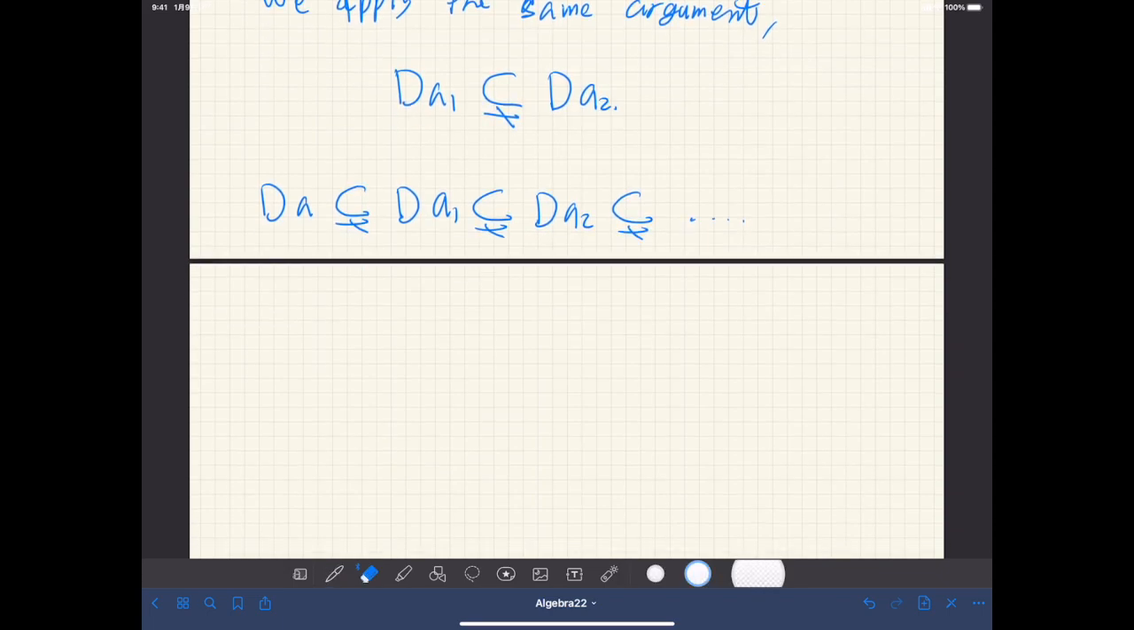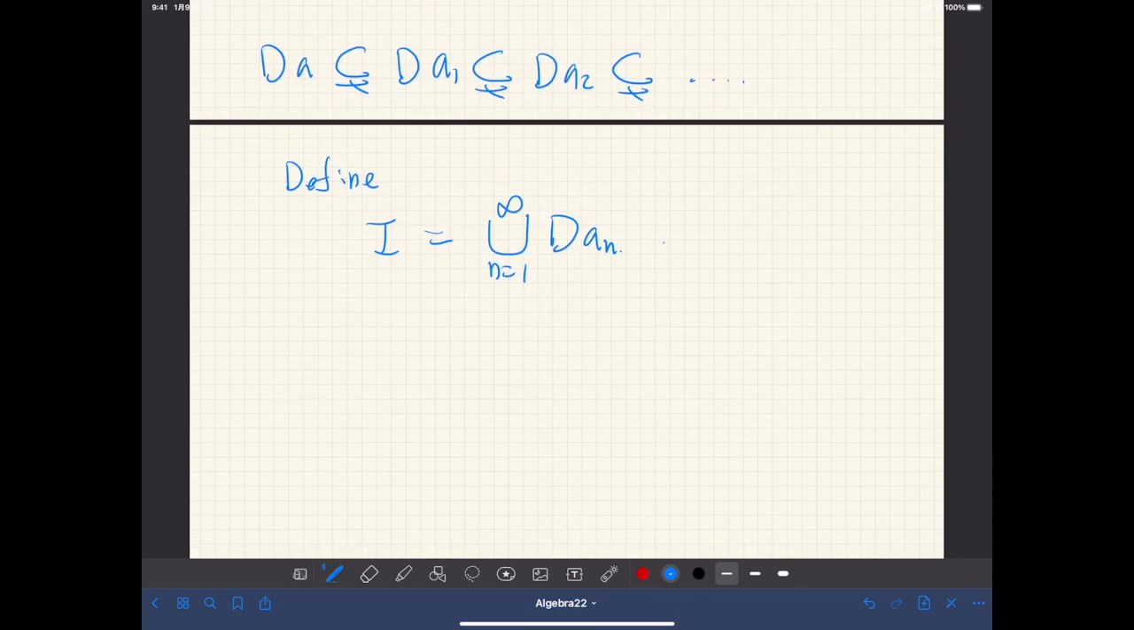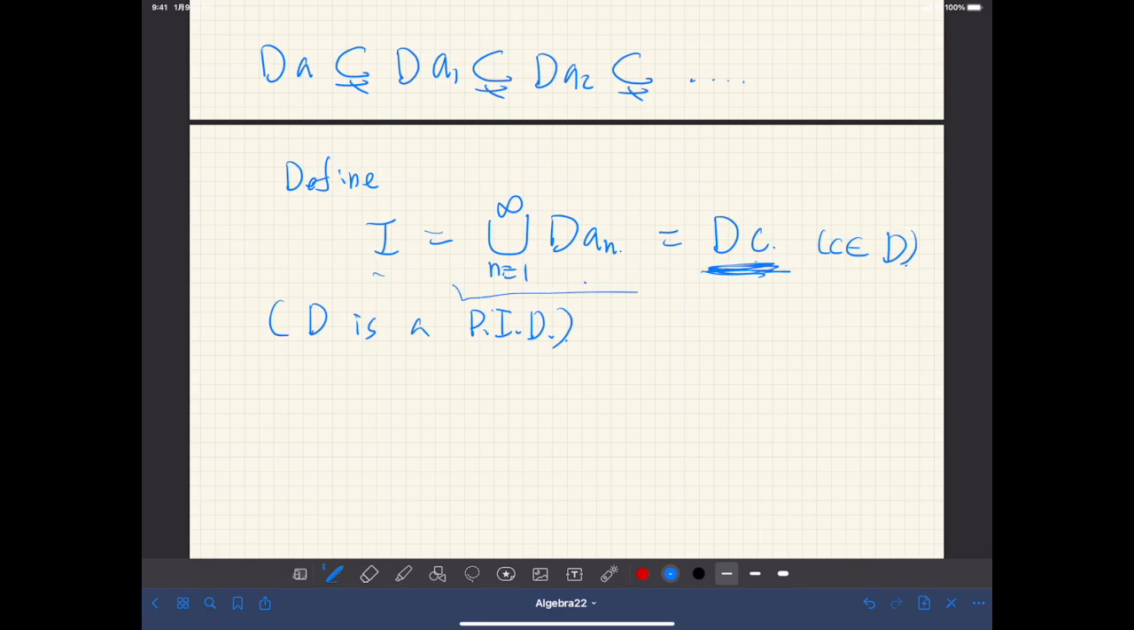So let's define I as the infinite union of such principal ideals, dAn. Then this is again a principal ideal, because D is a principal ideal domain. So there exists some element C in D such that this ideal, by the way, this is an ideal because the union of ideals is an ideal, and since D is a principal ideal domain, this is again a principal ideal, so we can express it in this way.